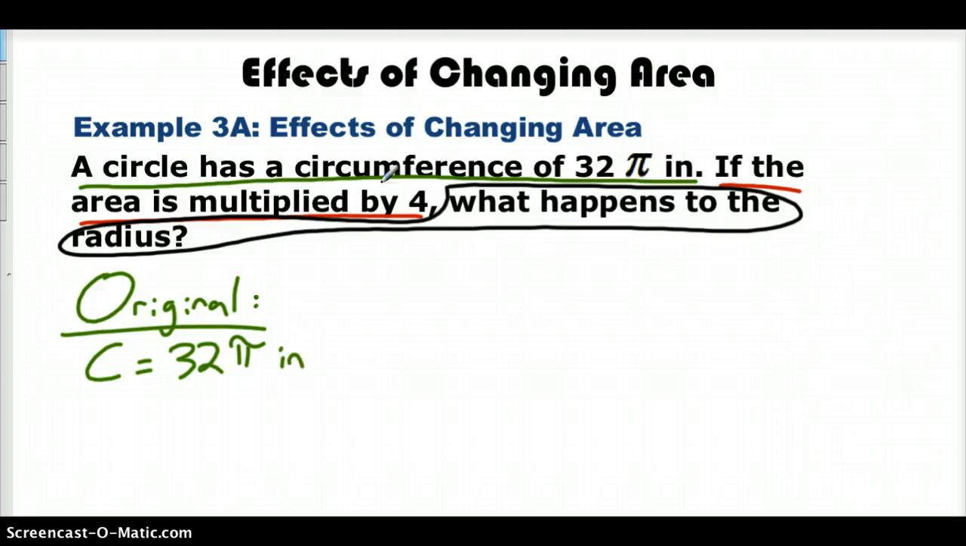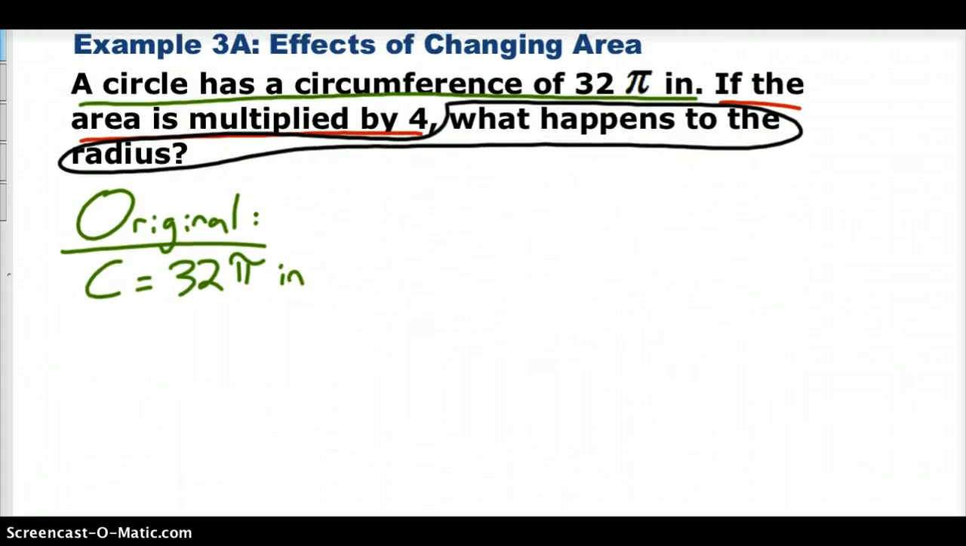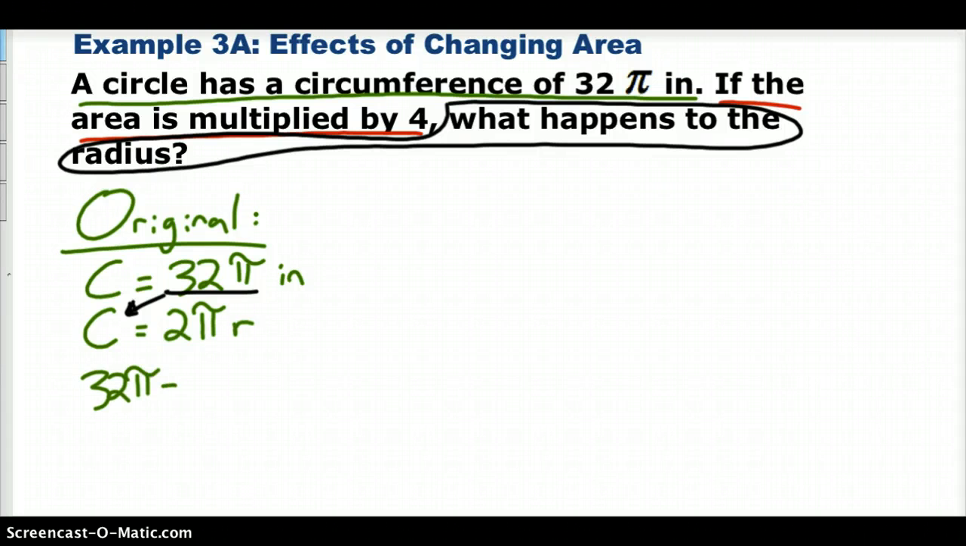Let's figure out the radius by using the formula for circumference. The formula for circumference is circumference equals 2 times pi times radius. All I'm going to do is take this part, 32 pi, and plug it in for circumference right here. So circumference, which we know is 32 pi, equals 2 times pi times radius. If I want to isolate the radius, I'm going to divide both sides by 2 pi.